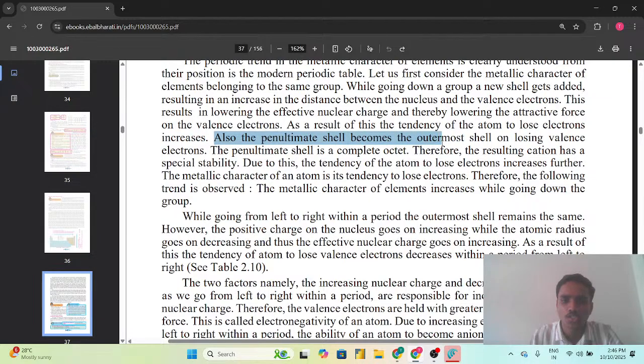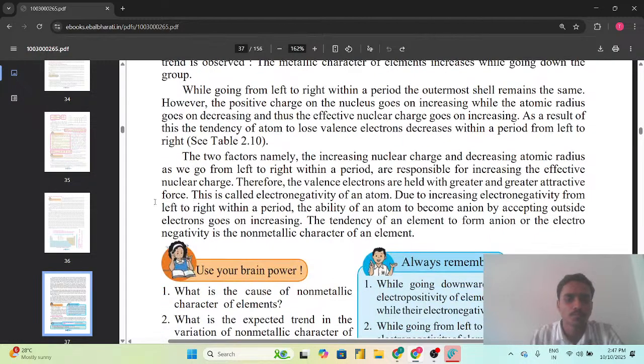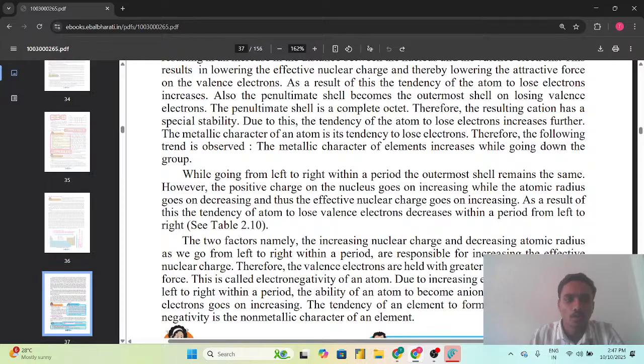Also, the penultimate shell becomes the outermost shell on losing the electrons. The penultimate shell is a complete octet. Therefore, the resulting cation has a special stability. Due to this, the tendency of the atom to lose the electron increases further. The metallic character of an atom is its tendency to lose the electron. Therefore, the following trend is observed: the metallic character of the element increases while going down the group. So while going down the group, the metallic character will keep increasing.